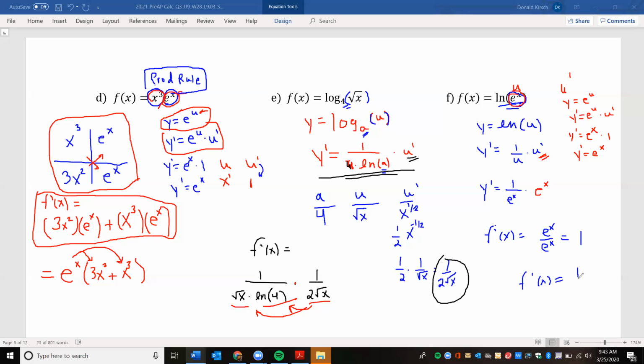Now there may be some holes in there, and there might be some domain restrictions on this based on the fact that we can't have a 0 in the denominator. But aside from that, we're good to go.